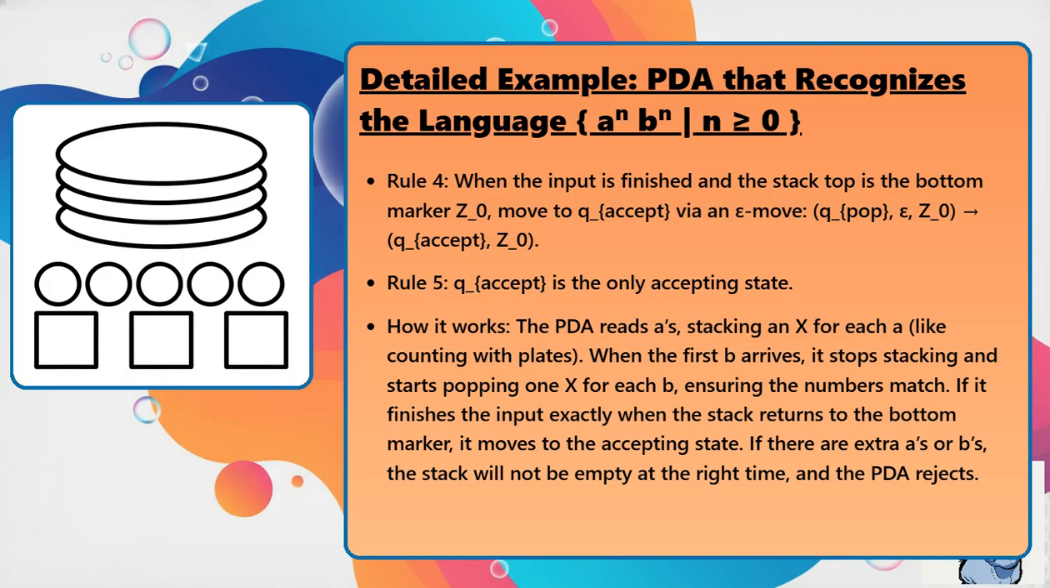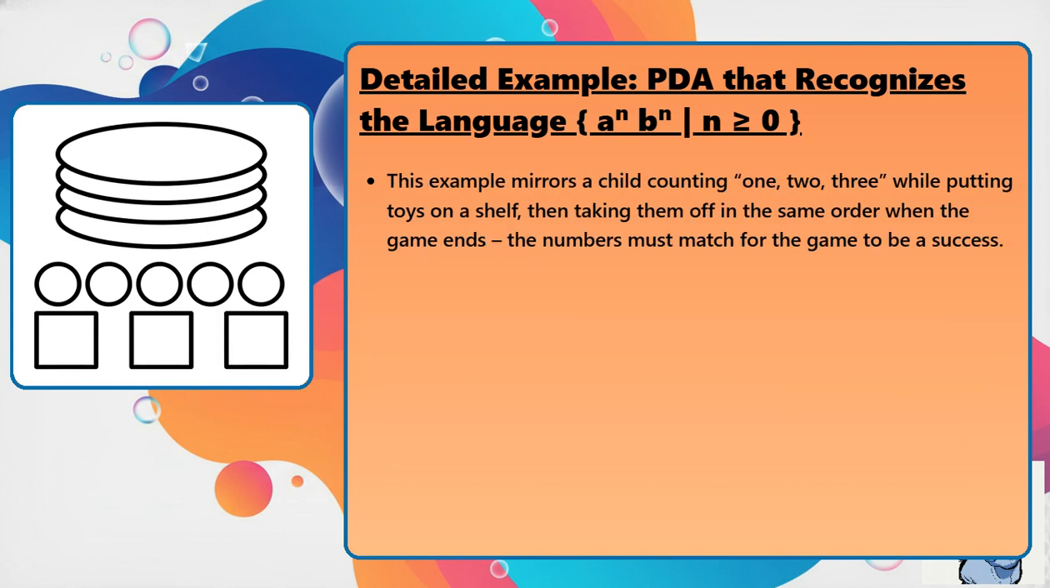How it works: the PDA reads a's, stacking an X for each a, like counting with plates. When the first b arrives, it stops stacking and starts popping one X for each b, ensuring the numbers match. If it finishes the input exactly when the stack returns to the bottom marker, it moves to the accepting state. If there are extra a's or b's, the stack will not be empty at the right time and the PDA rejects. This example mirrors a child counting 1, 2, 3 while putting toys on a shelf, then taking them off in the same order when the game ends. The numbers must match for the game to be a success.